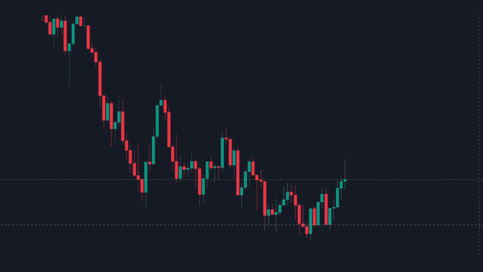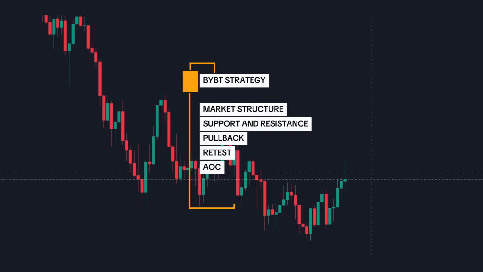Using our BYBT strategy, that is market structure, support and resistance, pullbacks, retests, and areas of confluence.